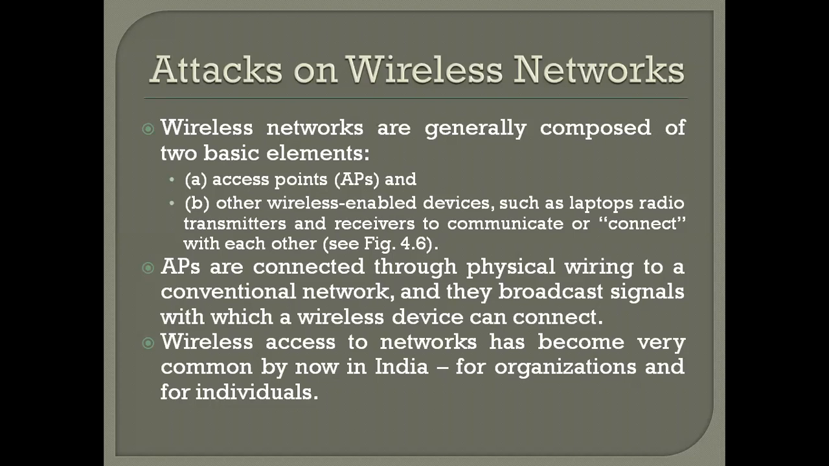For example, you can take a connection from BSNL, they are giving a direct connection to your home. Then later we can fix some modem, that is a device. Through that we can connect to one system, or we can use some other D-Link. Then we can connect to that and access it. So generally what this means is, the APs are connected to physical wiring to a conventional network.